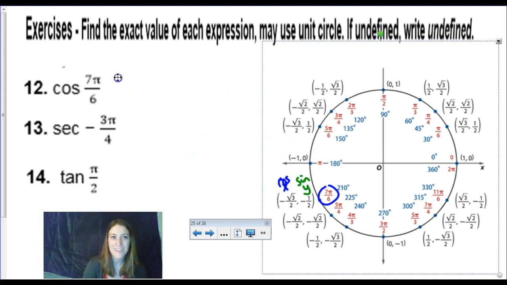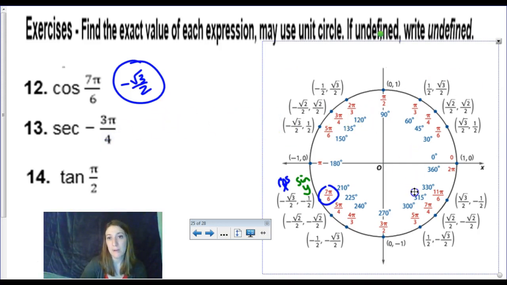I'm tired. Alright, so cosine is the x value, and I can tell from the unit circle it is simply a negative square root of 3 over 2. So wouldn't it be awesome if you had this all memorized? And in calculus, you're going to have to really reference this quite a bit, so you're going to have to kind of accidentally memorize it, if not on purpose.